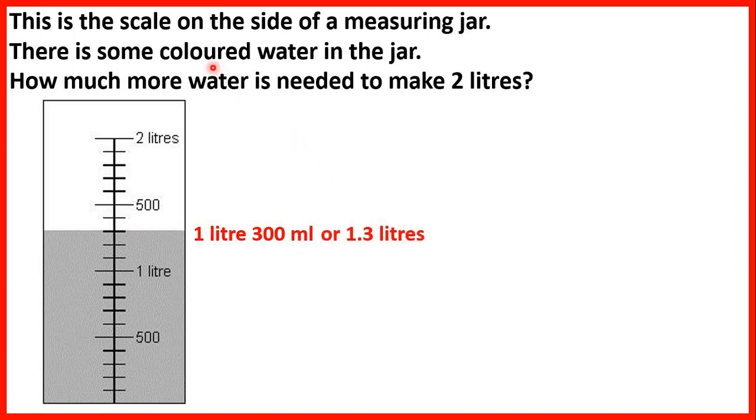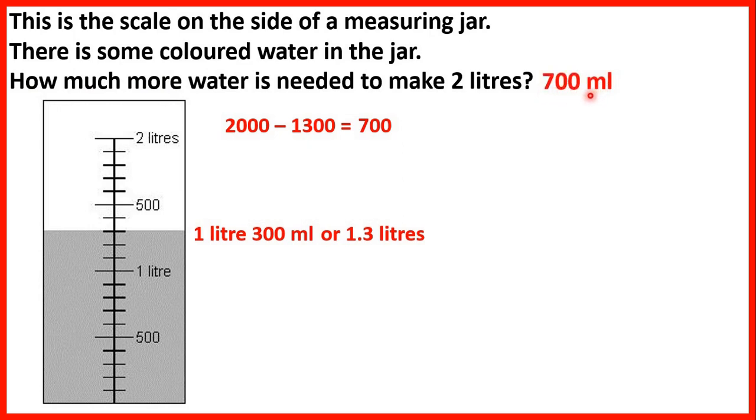But the question does not ask how much do we have. It asks how much more water is needed to make 2 litres. Now 2 litres is 2000 millilitres because there are 1000 millilitres in a litre. So if we subtract 1300, because 1 litre 300 millilitres is 1300 millilitres, that gives us 700. And the reason we're subtracting here is that the question asks how much more, so we know that we're finding the difference. So our answer is 700 millilitres.